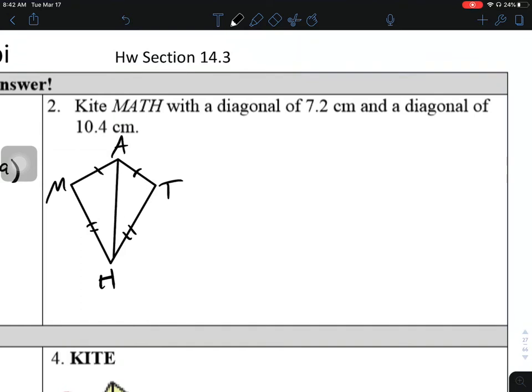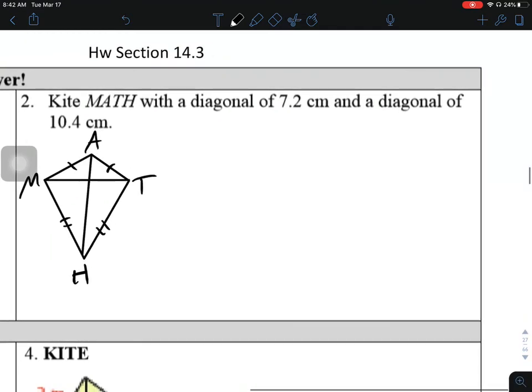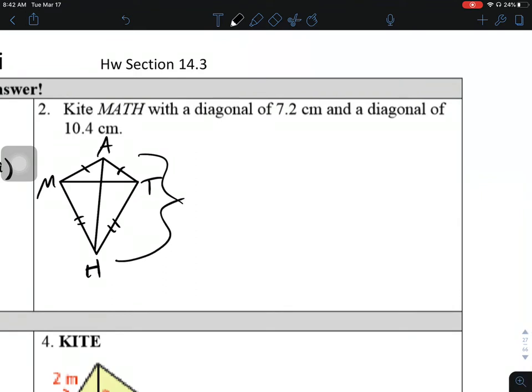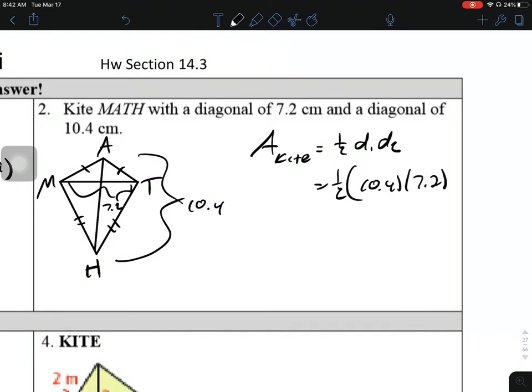One of the diagonals is 10.4. The other one is 7.2. It's pretty hard to label that. I'll try. The area of a kite is 1/2 the product of the diagonals. Our diagonals are 10.4 and 7.2. If you multiply those together with the calculator, you're going to get 37.44 centimeters.